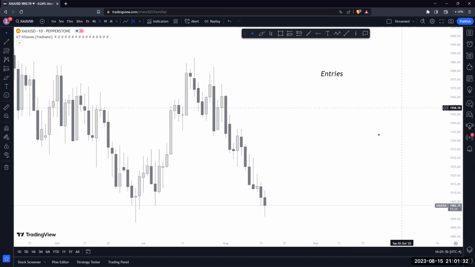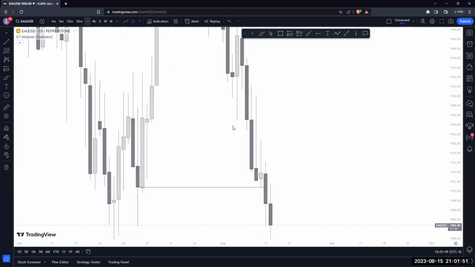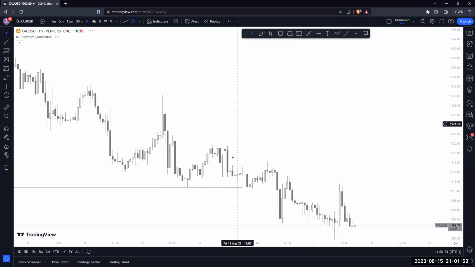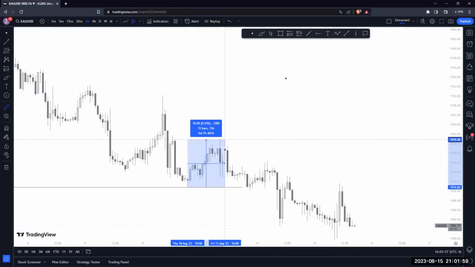I'm going to show you how I use it for high RR, low risk entries. Trust me. Let me show you an example. You see this daily? Look how many pips that gave us. That's 100 pips, right?